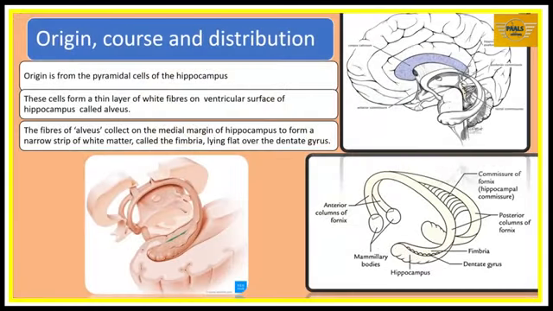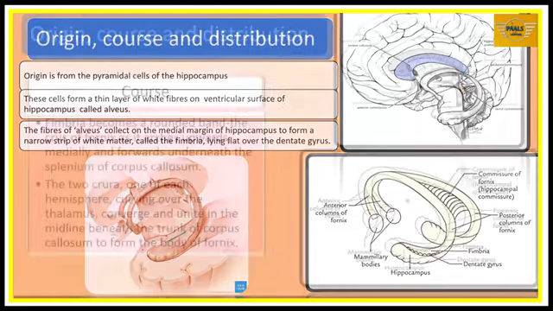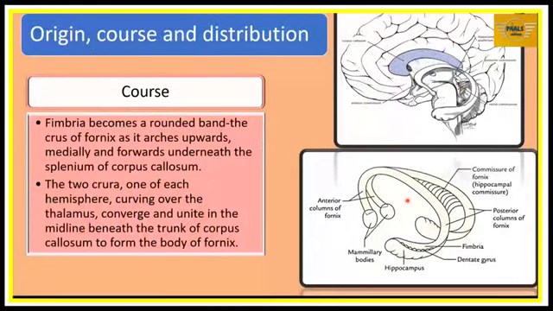The fornix originates from pyramidal cells of the hippocampus, and these cells form a thin layer of white fibers that are seen on the ventral surface of the hippocampus, which are called the alveus. Now, we also noted earlier in the lecture that the alveus will collect together on the medial margin of the hippocampus to form the fimbria, and then will run posteriorly as the fornix. How does the fornix get formed?